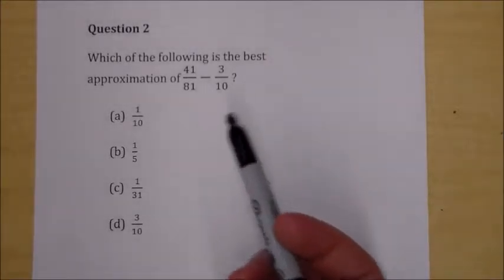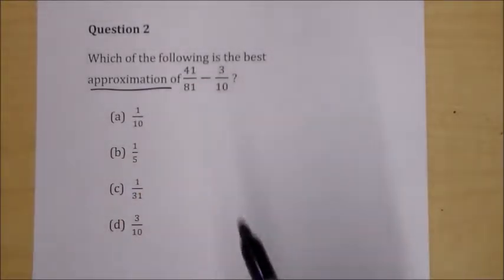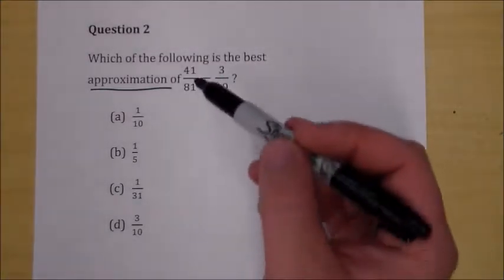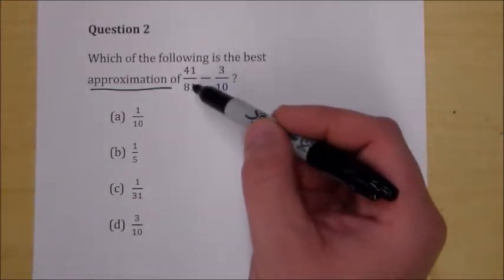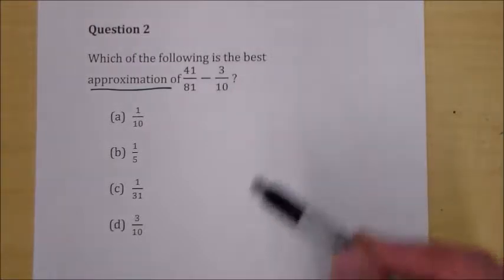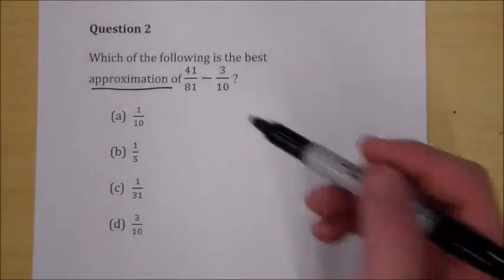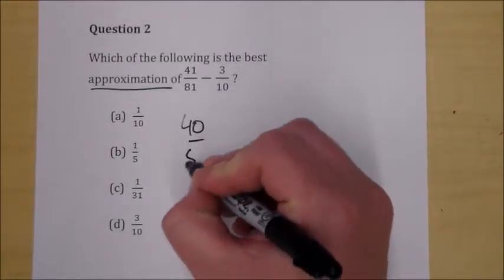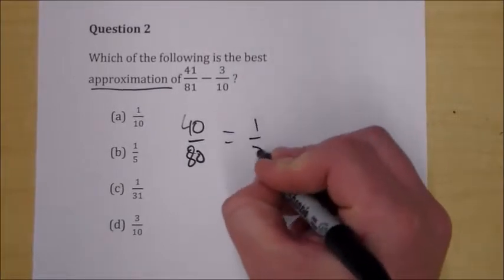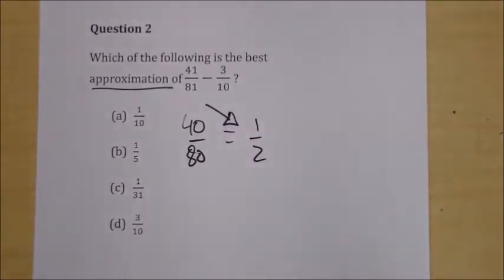Don't get weepy when you look at this because it says best approximation. If it didn't say best approximation, you would be like, oh my gosh, how am I going to get a common denominator out of 81 and 10? That looks like that number is going to be huge. But this says approximation, so right away you should say 41 over 81 is a lot like 40 over 80, right? It's a lot like 1/2. This is a lot like 1/2.